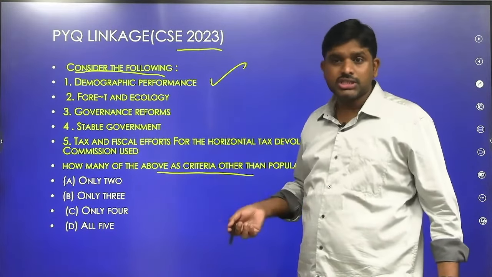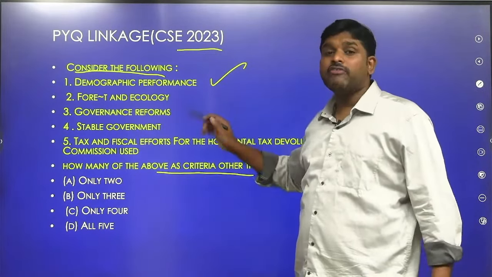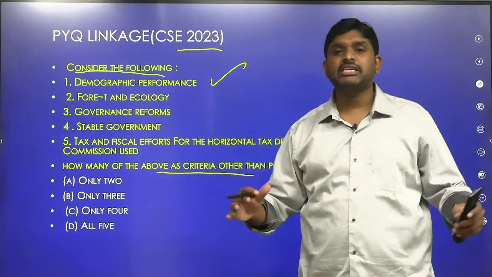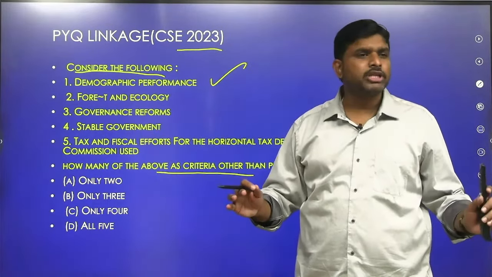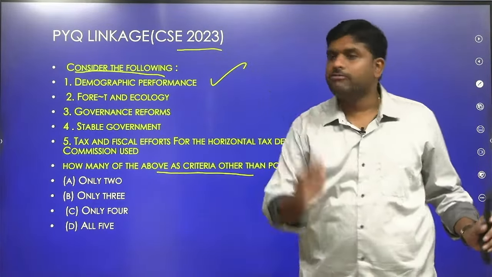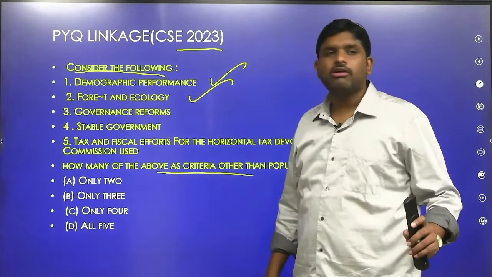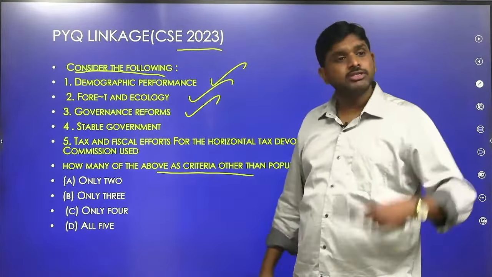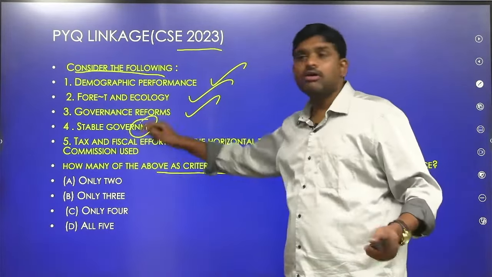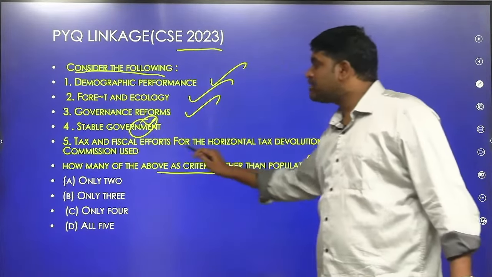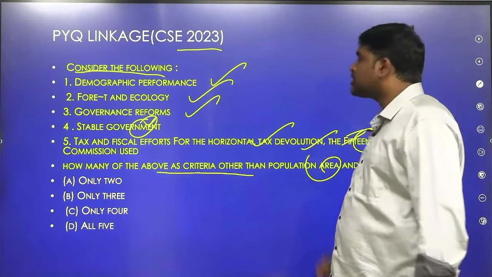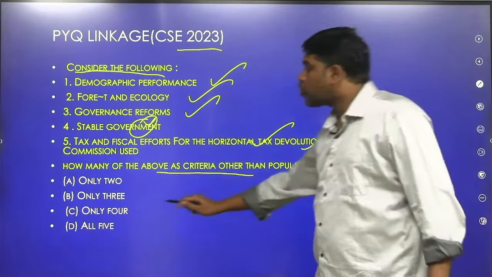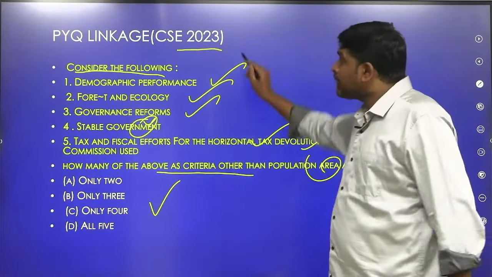15th Finance Commission, 16th Finance Commission. Demographic performance: whether population is increasing or decreasing. Based upon demographic performance, the money will be devolved. Forest and ecology: more forest. Governance, good reforms. Stable government, no. Tax and fiscal efforts for the horizontal tax devolution, the 15th Commission has used. So how many are correct? Four are correct. But which question is this?